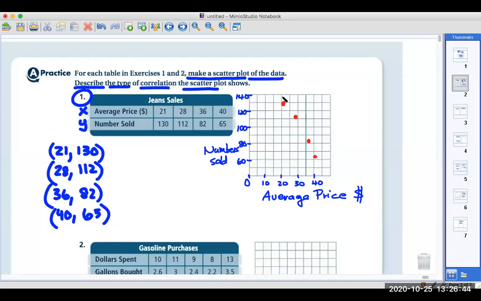So look, it's going downward, right? That's a negative trend. So this is the first part. This is your scatter plot. We're done with that part. You do not have to connect them. And now describing, it's a negative correlation.